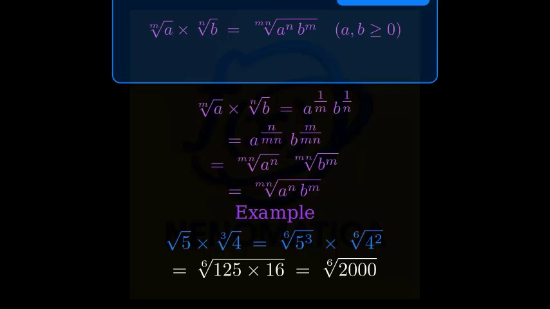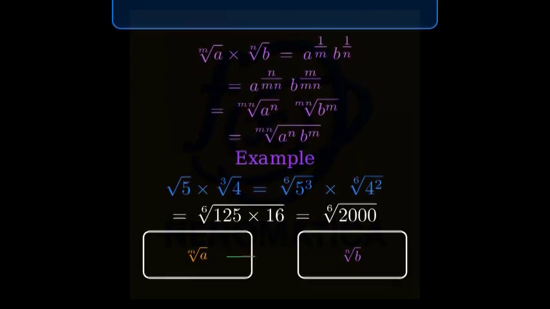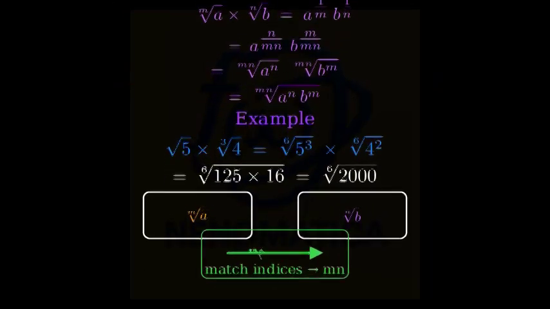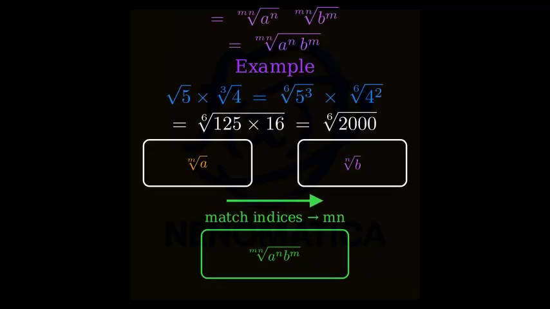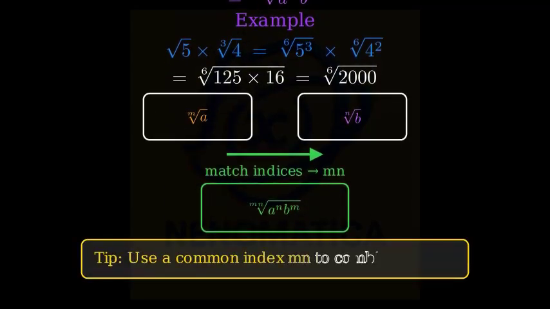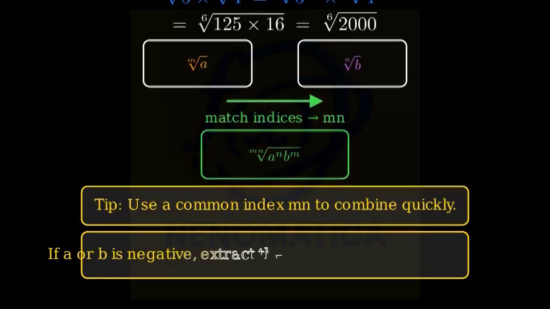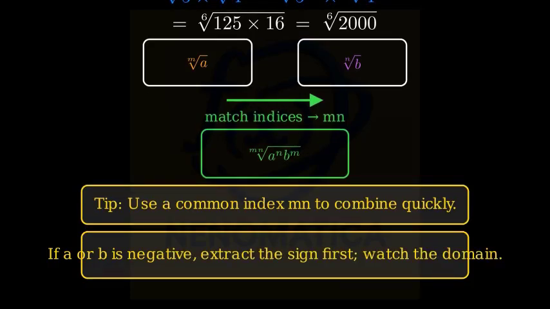Visually, think of each radical as a box labeled by its index. We stretch both boxes until their labels match, then merge them into a single box. Two notes. One, using a common index mn is the most direct path to multiply radicals with different indices. Two, if either a or b is negative, pull the negative sign out of the radical first, then apply the rule carefully with domain restrictions.